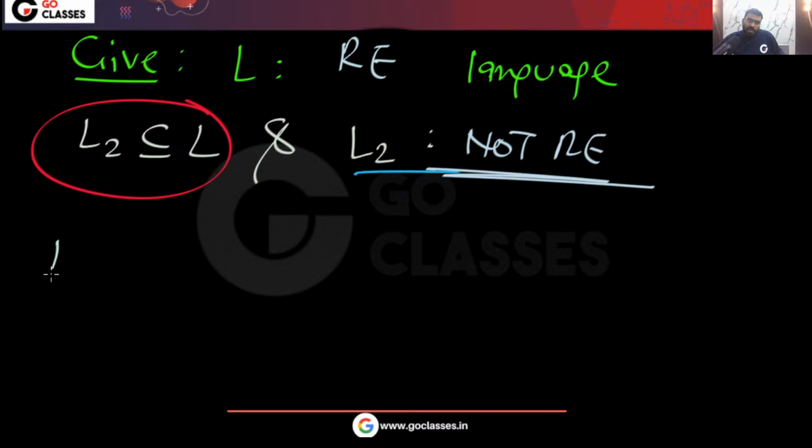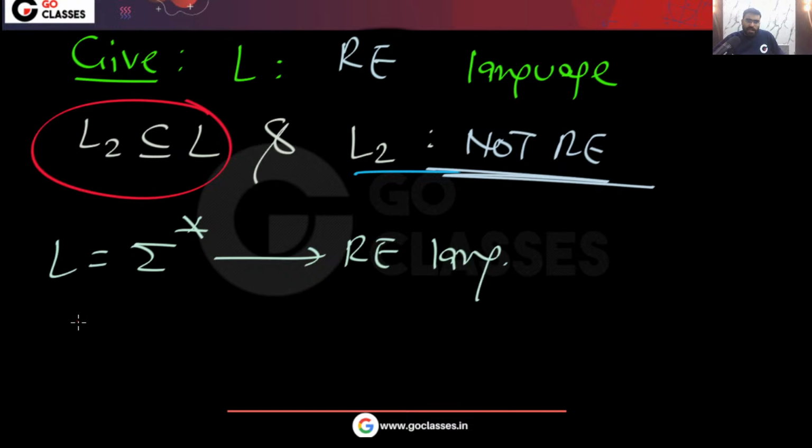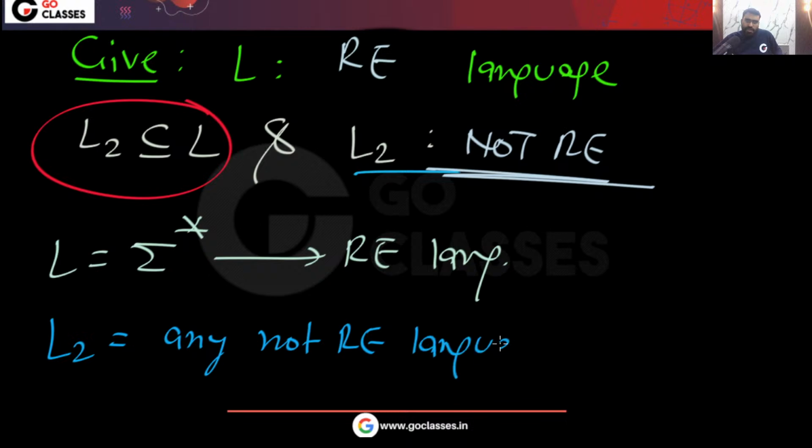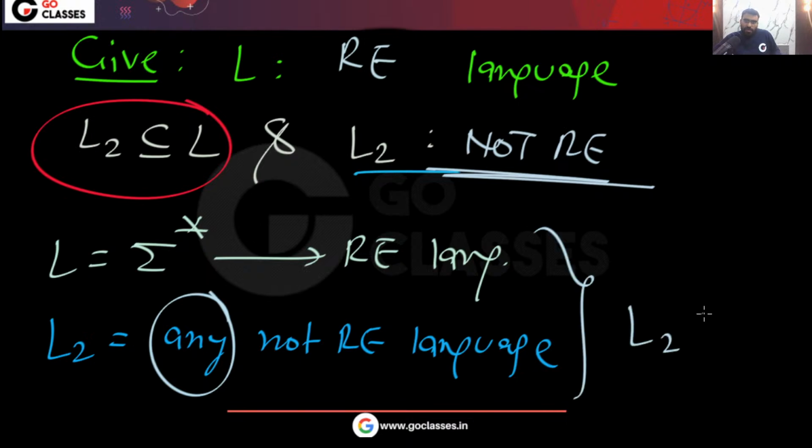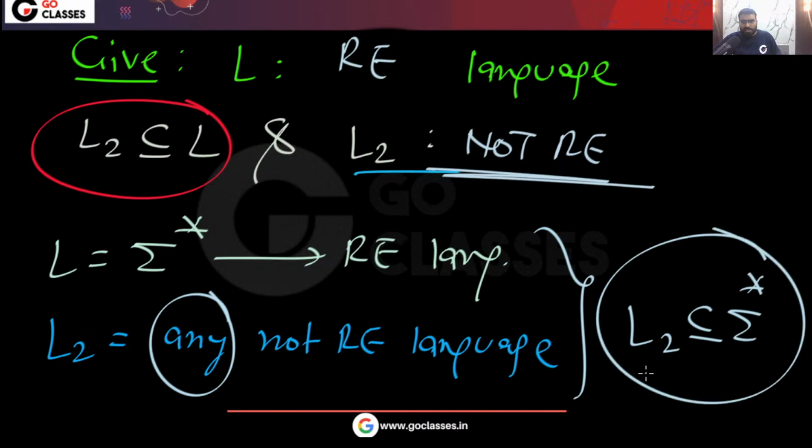Yes, of course, I can give you, for example, L equal to sigma star. This is an RE language. Yes or no? And I can give you L2 equal to any not RE language. You can take any not RE language because your L1 is sigma star, and every language is a subset of sigma star, right? So, like this. I hope you understood the complete analysis. Please tell me, is this point clear?